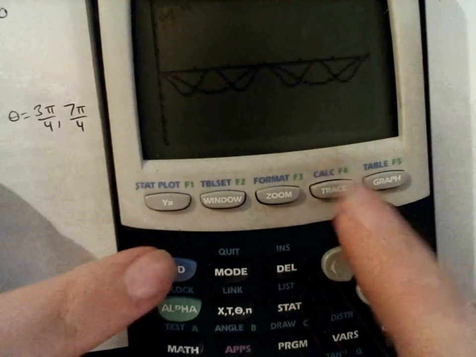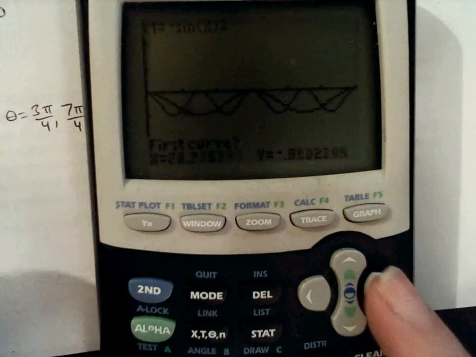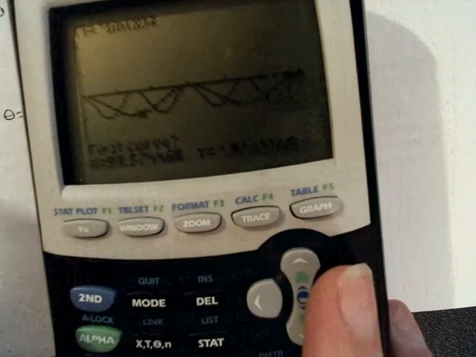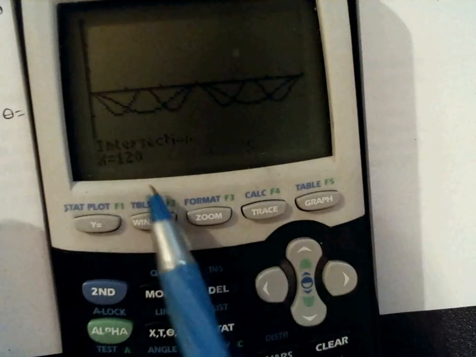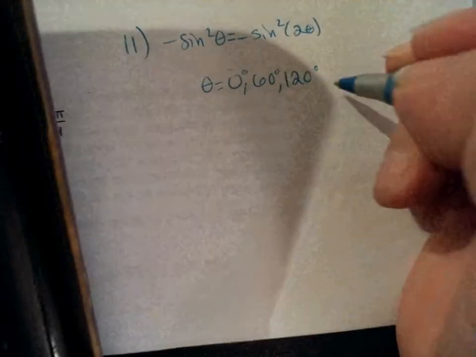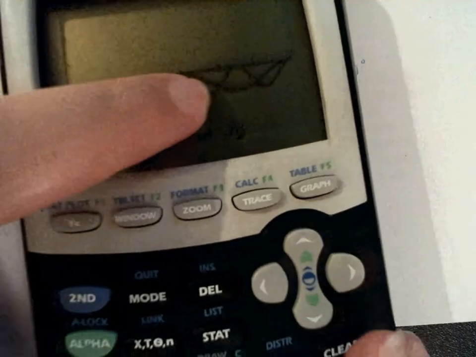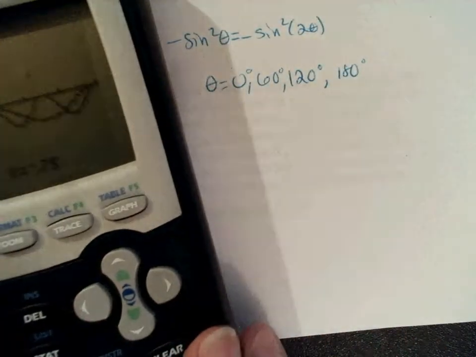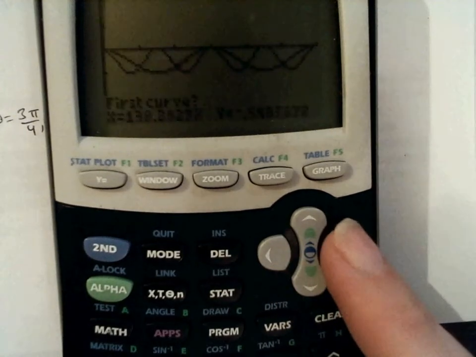Okay, I need to find the next one. So I'm right here. So second calculate, intersect, number 5. And I'm going to make the Blinky Dude get close to that intersection. So he is over here, closer to this one. So press enter, enter, enter. And 120 degrees. So far it's been 0, 60, 120 degrees. I know 180 degrees is that one in the middle, right? Not that you can see that. And so I'm going to find this one. I'm pretty sure, keeping with how it's going to go, that's 240. So second calculate, intersect.